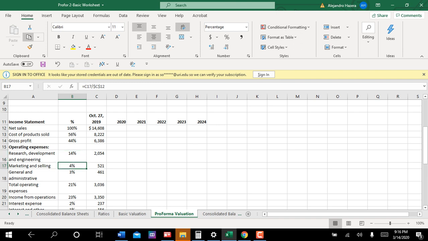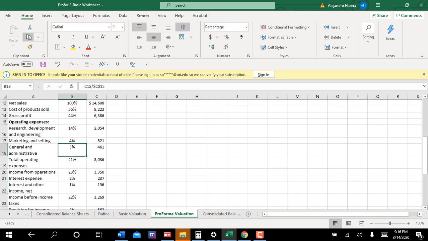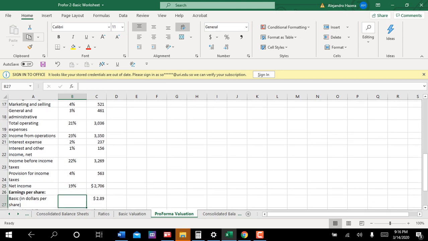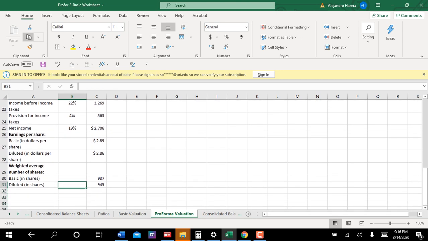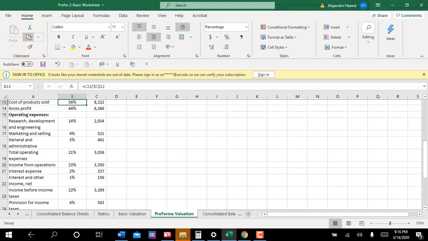Your marketing and selling expenses were 4%. So apparently this company is more interested in research and development than it is in marketing its product. You've got G&A expenses. They've lowered a lot of their G&A by going over to China, by the way, along with a lot of other things. Your total operating expenses were 21% of sales. Their income from operations is 23%, and then et cetera. For now, I'm going to keep all the earnings per share numbers in there.